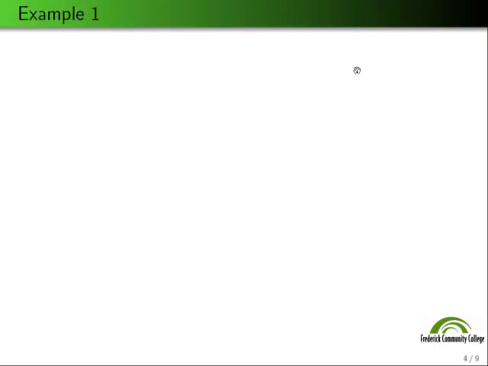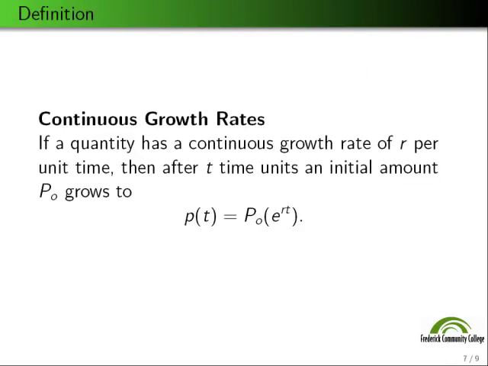So one more definition. I'm going to work through the example in a minute. So here's the continuous growth rate. If a quantity has a continuous growth rate of r per unit time, then after t time units, an initial amount P naught grows to, and you see here it's the exact same thing as money growing continuously. Anything growing continuously is going to have this form. Okay, so now let's jump to the blackboard and work through a couple examples.